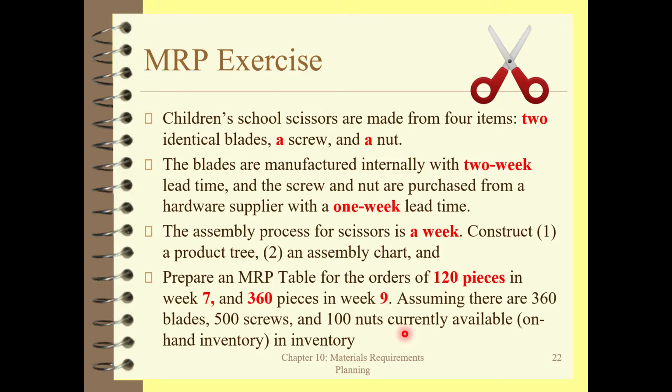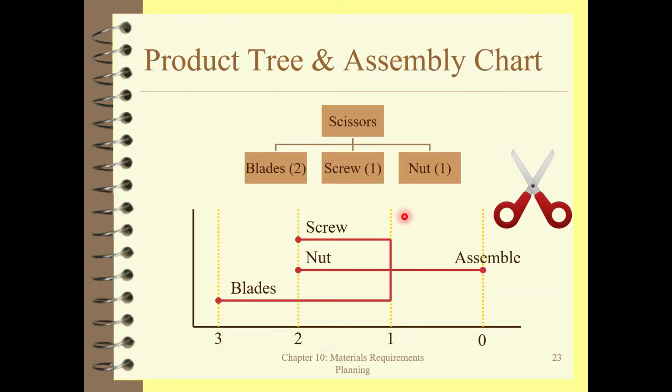Okay, so first of all we need to draw the product tree like this one. The finished good, the scissor, is at the top, and because the scissor needs 2 blades, the number 2 is here, and 1 screw, okay, and 1 nut. This is the product tree or BOM.